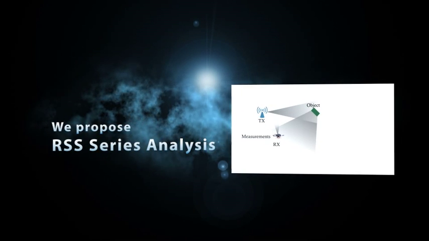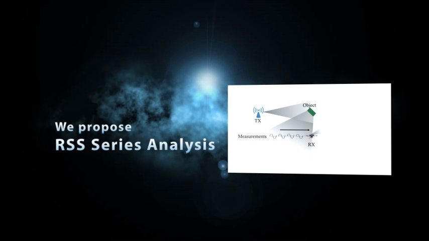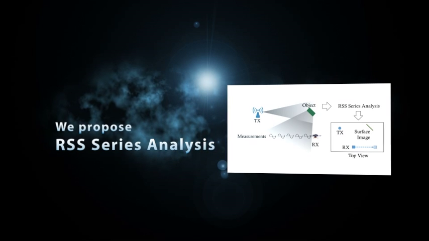When signals get reflected from the object, the receiver moves and collects the signal strength and corresponding angle of arrival at different locations. Then the system analyzes data and outputs an image of the object surface.